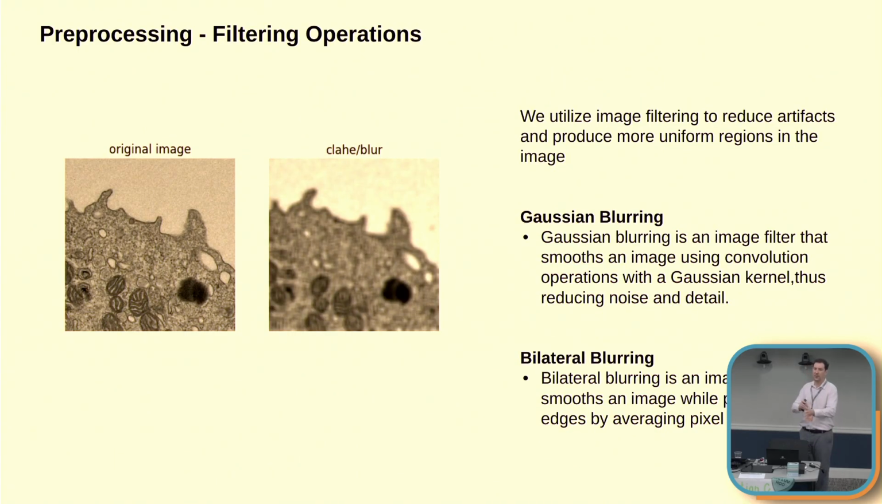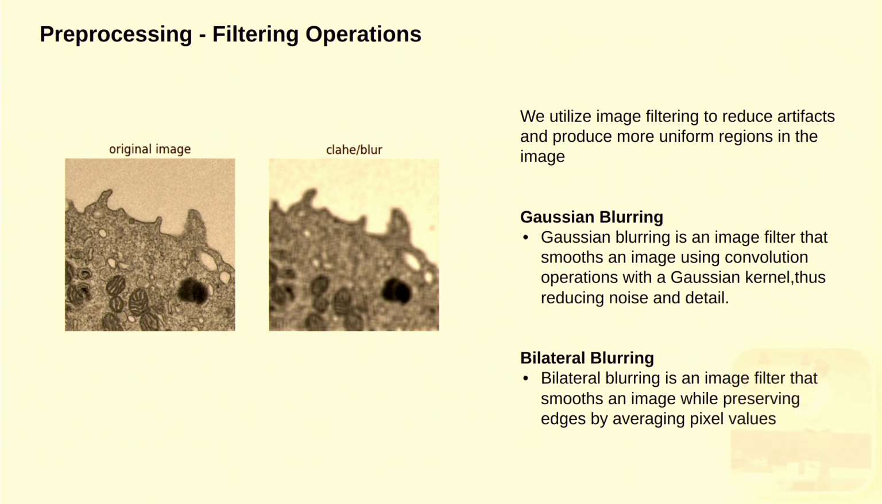Another step in that pre-processing operation is filtering. If we look at our original image, there's a lot of artifacts in there that we want to smooth out so we can clearly define the regions of the image that we want to segment out. One of the first things is a Gaussian blurring operation, which takes a filter and smooths the image out with a Gaussian kernel. You can see here it blurs the image and gets some of those artifacts and makes it more homogeneous.